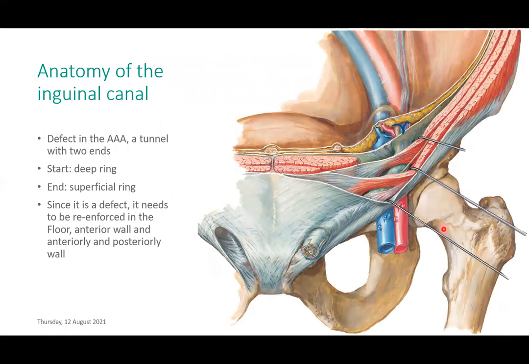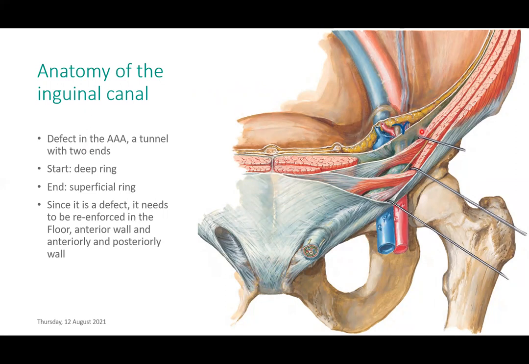Anatomy of the inguinal canal. This is very important. You just need to know the basics of that. The canal is a defect in the wall of the abdomen. So it's a tunnel made through all the walls of the abdomen that we just described: the sheath, the muscles, the fascia transversalis, and even the peritoneum.